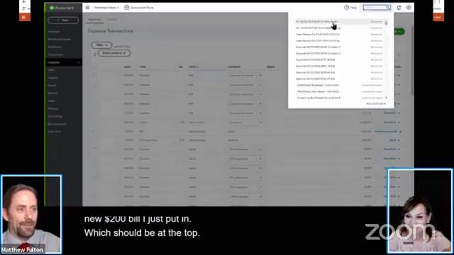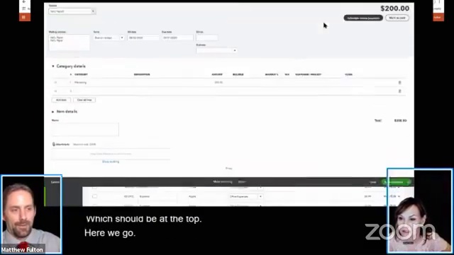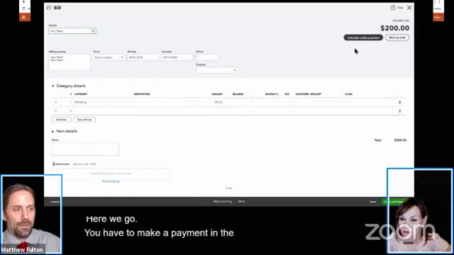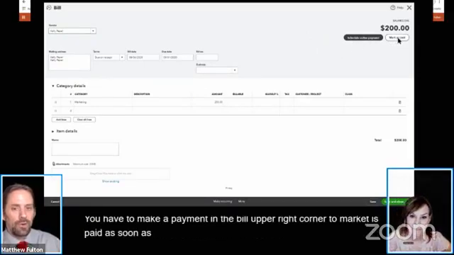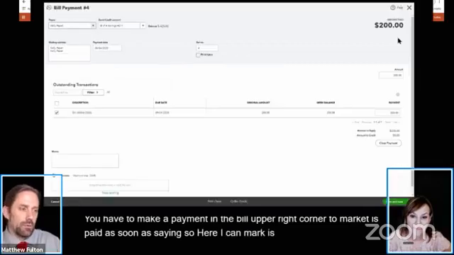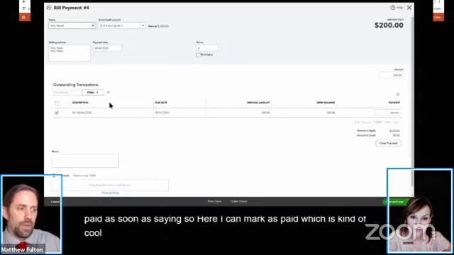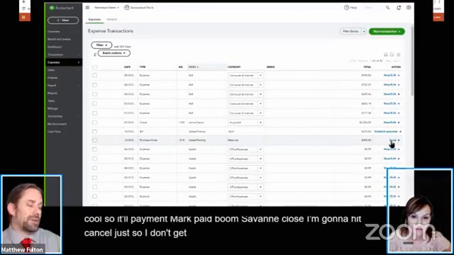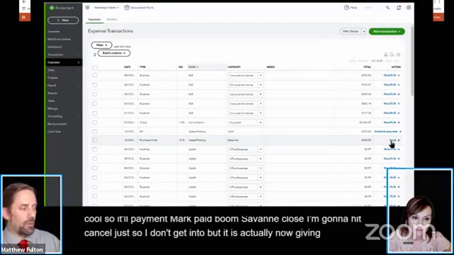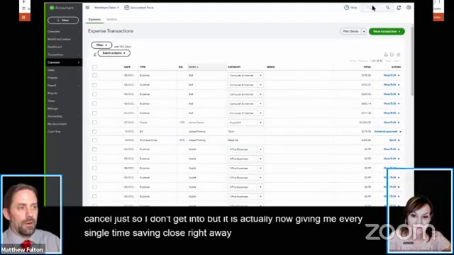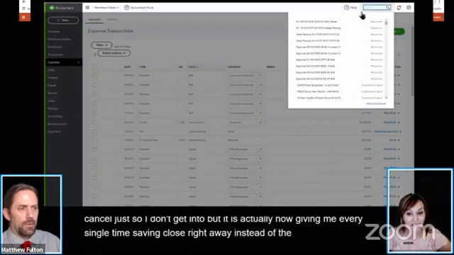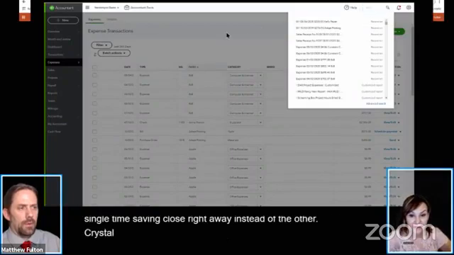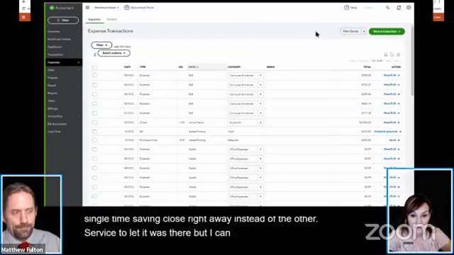Here we go. You have to make a payment in the bill upper right corner to mark it as paid. That's what Sue is saying. So here I can mark as paid, which is kind of cool. So bill payment, mark paid, boom, save and close. I'm going to hit cancel just so I don't get into that. But it is actually now giving me save and close right away every single time. So it's just advertisement basically for the service to let you know it was there. But I could see how it would freak people out because it looks like that's my only option, right?